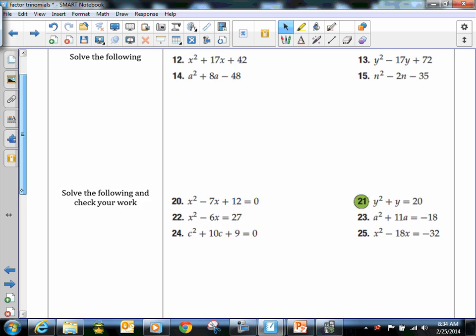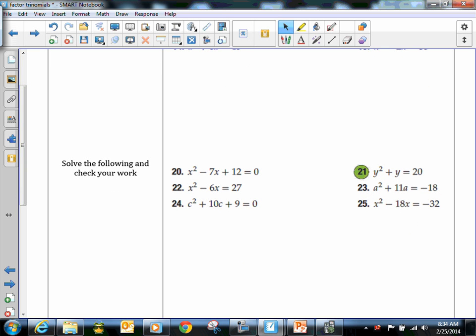For 21 and 22, what you will need to do is rewrite it as y squared plus y minus 20 equals 0. So you're going to have to add or subtract the item to the other side of the equation in order for it to equal 0, and then determine the two zeros of the equation.